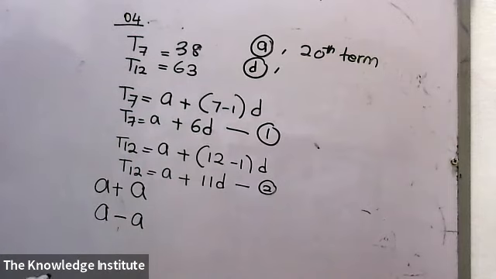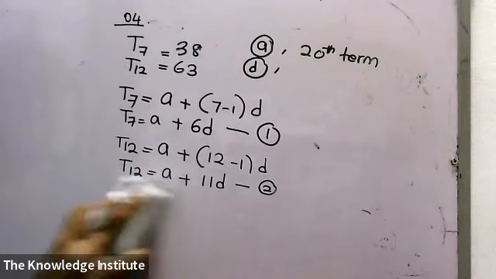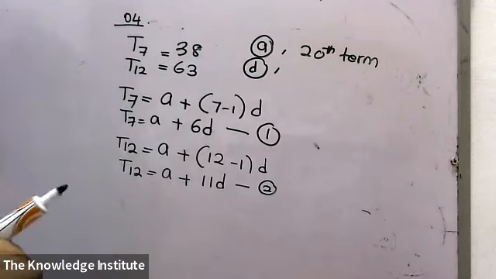Subtract. Subtract it. Are you clear? Because you know A plus A will give you 2A. Therefore, we are not cancelling it. But A minus A gives you 0. Therefore, you must know at this point that you have to subtract the equation.